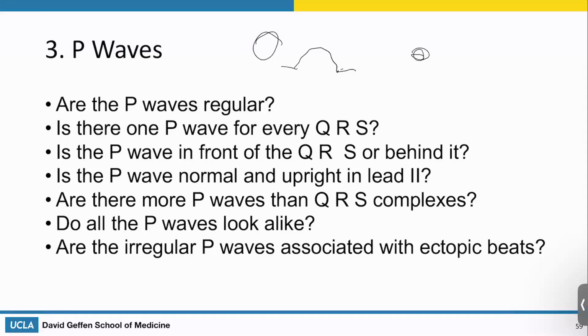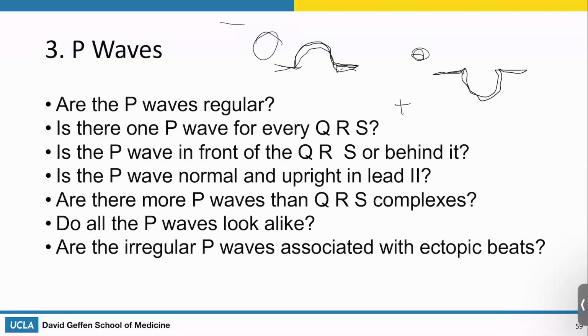So what it means is: is the P wave in front of the QRS or behind it, meaning before the QRS complex or after the QRS complex? That again can be problematic. So we talked about if it's normal and upright in lead 2, right? If there's a positive here and a negative here and it's upright, it's probably coming from that SA node. If it's negative, we might be concerned that it's not coming from there and it's going backwards.